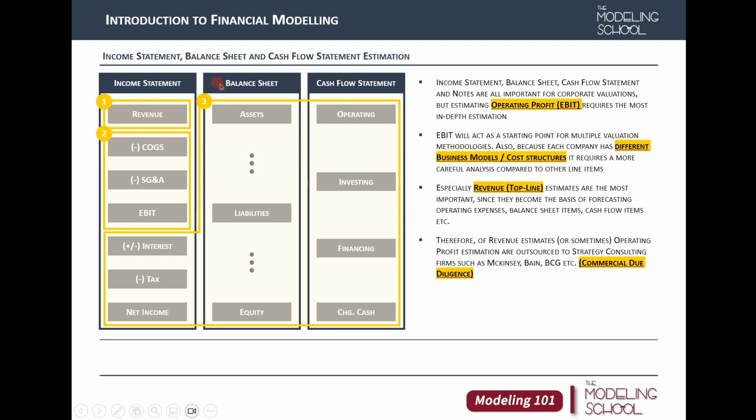But when it comes to financial modeling, we do have something that's most important. And I stress this to students as frequently as possible. Revenue. It's all about revenue. Top line, the estimates are most important. And here's the reason why. When we're doing financial modeling, we're going to estimate revenue first. And the reason why we do that is most of the forecasts for operating expenses or forecasts for the balance sheet or the cash flow statement, they're going to be based on revenue.